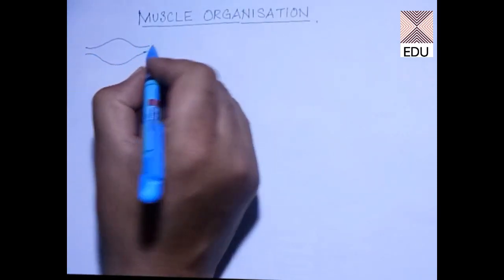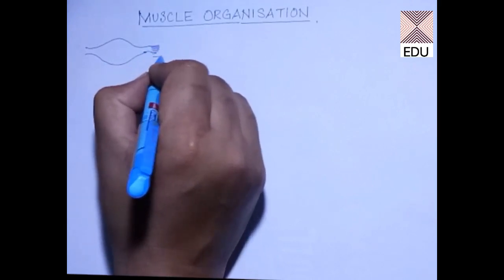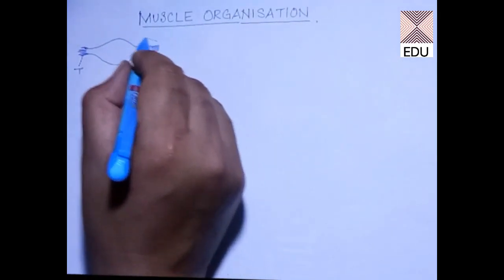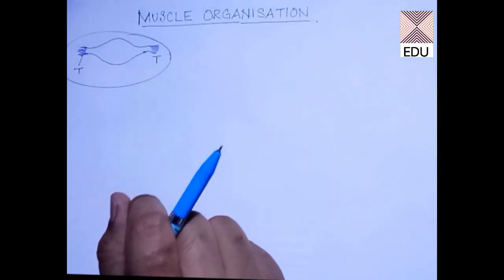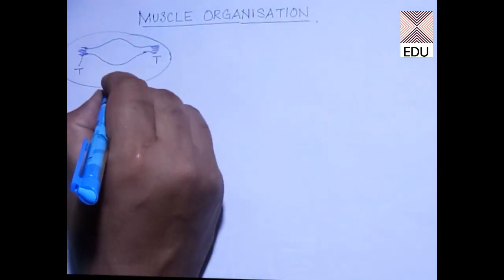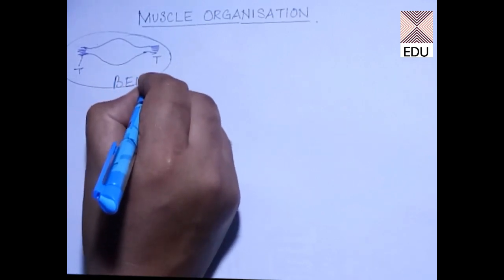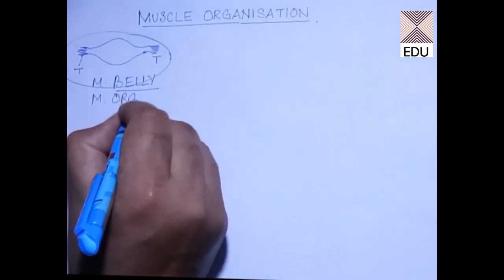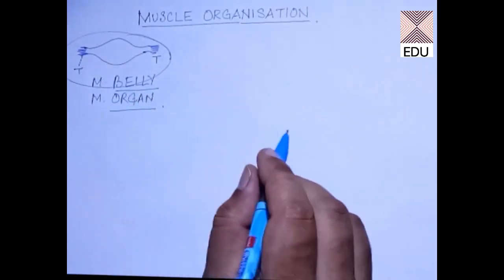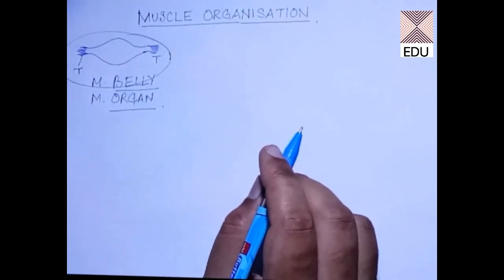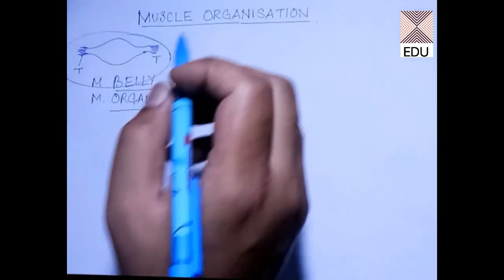If we take a full muscle out of the body of some animal, with the tendons on both sides, this whole structure, the whole muscle, is called a muscle belly. It is also called a muscle organ. Do not confuse between these two words. The word muscle belly is used for the whole of the muscle along with the tendons.